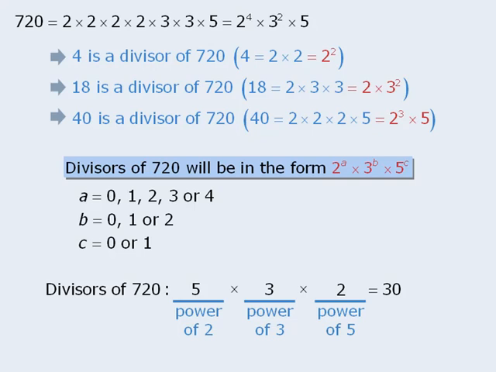Now before we generalize these results, notice that the number of ways to select a power of 2 is 1 more than the exponent of 2 in the prime factorization of 720. Similarly, the number of ways to select a power of 3 is 1 more than the exponent of 3 in the prime factorization of 720. And finally, the number of ways to select a power of 5 is 1 more than the exponent of 5 in the prime factorization of 720, since the exponent here is 1.